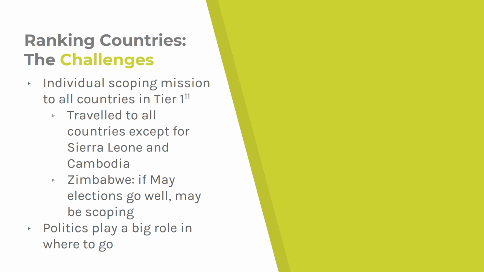Based on HDI and SDG indices that Eva spoke about earlier, countries are rated in 4 tiers. All the countries in Tier 1 are scoped out by EWB-USA. EWB-USA has traveled to the majority of countries under Tier 1, except for Sierra Leone, Cambodia, and Zimbabwe. Zimbabwe may be scoped out in the near future, depending on if May elections do pan out well. As you can see, politics does play a pretty big role in where to go, and determines whether or not it is feasible for these scoping missions to be carried forth, and if programs can be initiated and established in these relative countries.